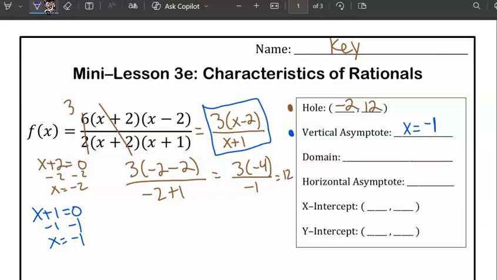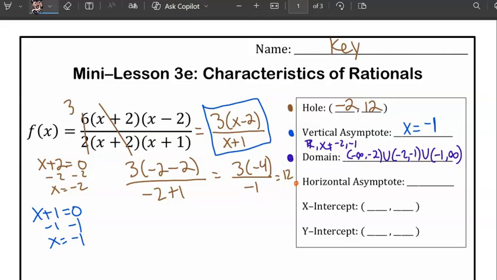Using the vertical asymptotes and the holes, we could determine what the domain is. The domain is going to be all real numbers except x can't equal -2 and x can't equal -1. To write this in interval notation, it would look like this: negative infinity, comma, -2, union, -2, comma, -1, union, -1, comma, infinity.